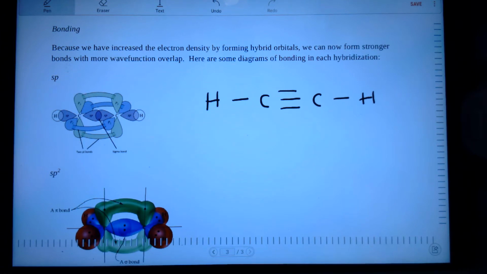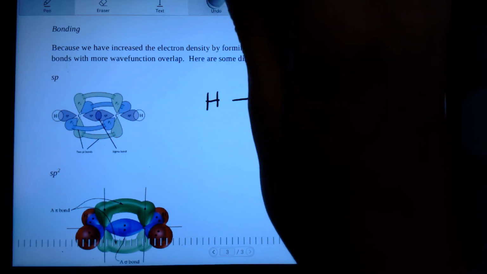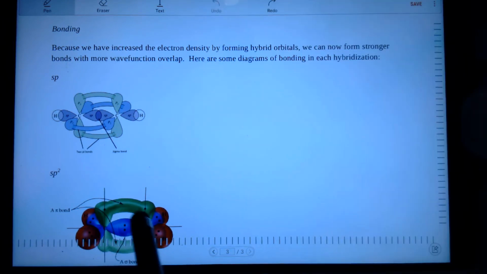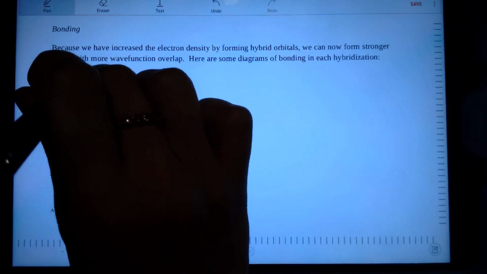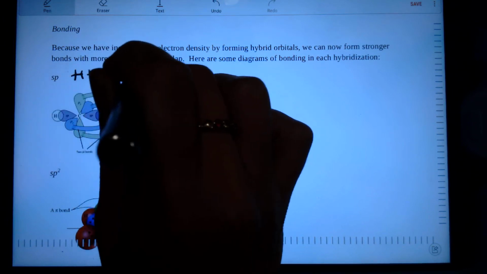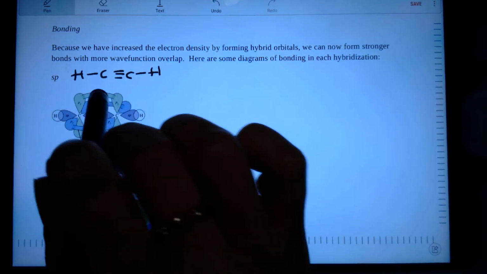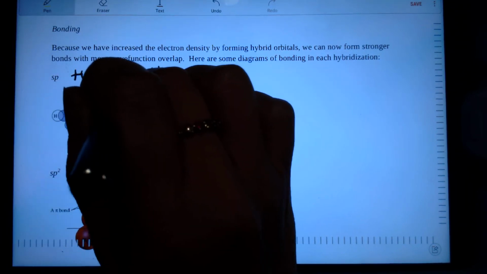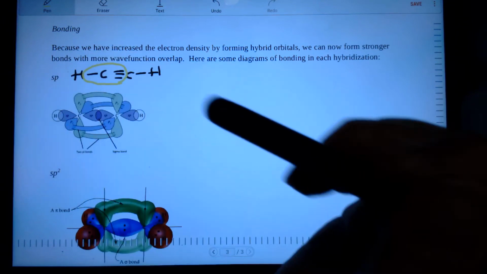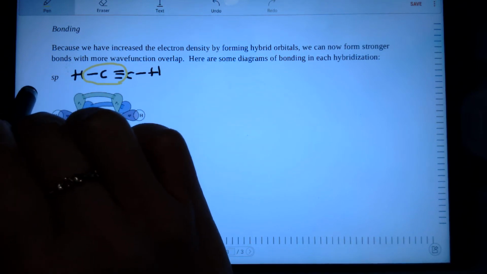Let's take a look at what that means in terms of bonding. I'm going to draw it smaller up here: H, C, triple bond, C, H. That's our molecule. If we didn't have this picture, and we'll get to that, we would know that for this carbon, which we'll circle in yellow, with those two electron groups, the bond angle is 180 degrees and it is linear.